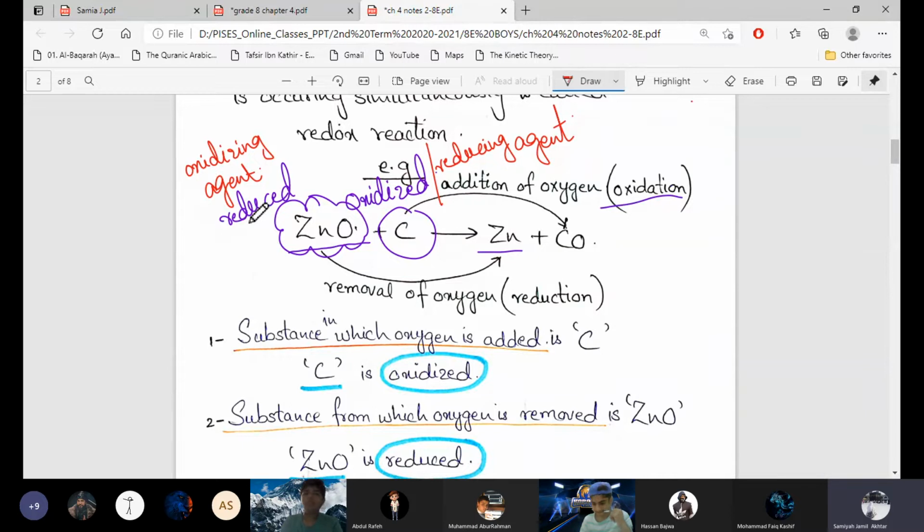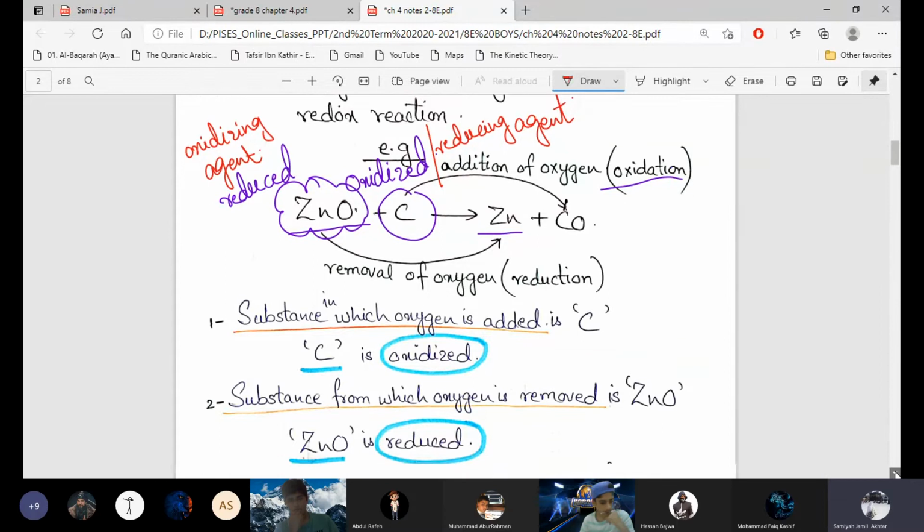Okay, and why is carbon a reducing agent? Because it is taking away oxygen from zinc oxide. Yeah, from zinc oxide. It is removing oxygen, taking oxygen away from zinc oxide. That's why it is a reducing agent. So you have to know the reasons also.